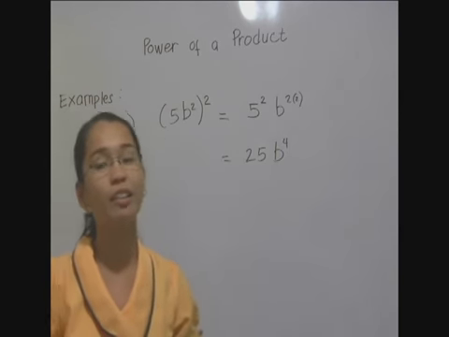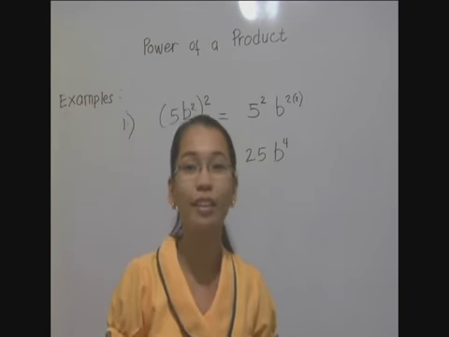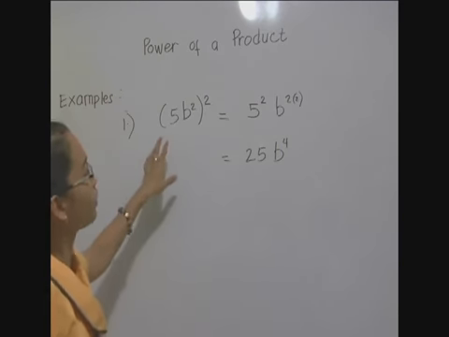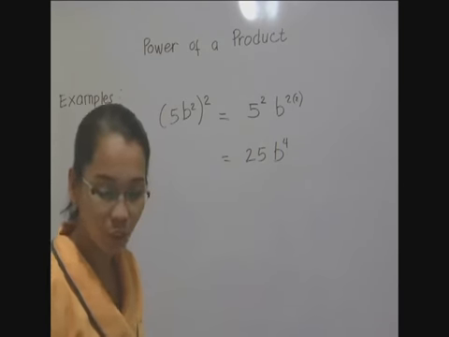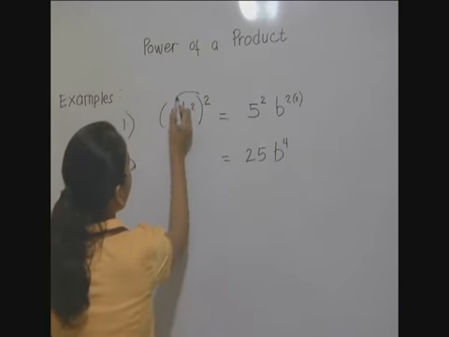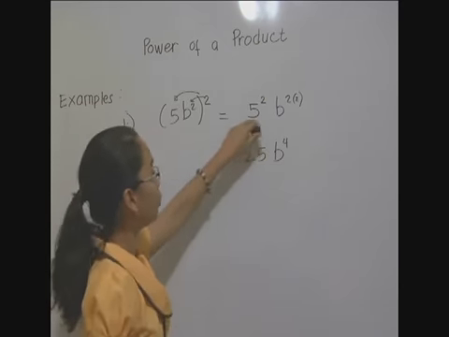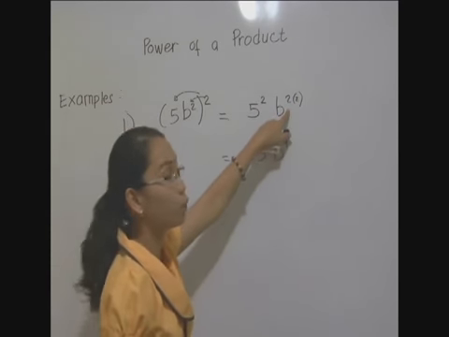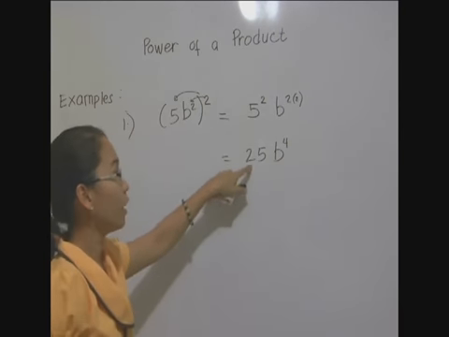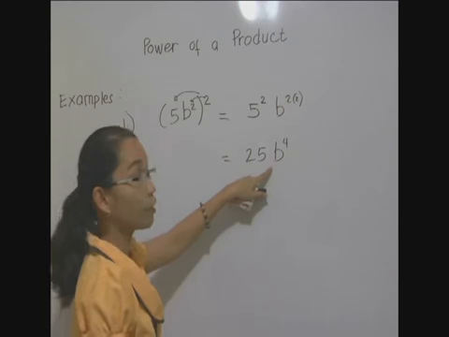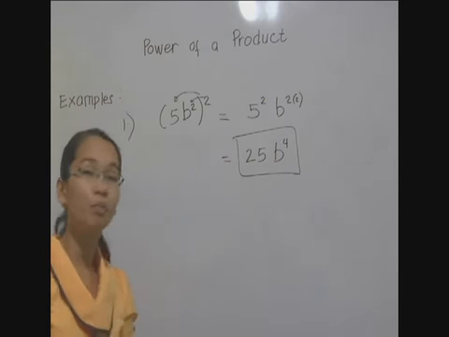If we are asked to find the power of a product, we need to first find the power of each factor and then multiply. If we have 5b squared to the power of 2, we distribute the exponent 2 to each term, and it will become 5 to the power of 2 times b to the power of 2 times 2. Then 5 squared is just equal to 25, and b to the power of 2 times 2 will become b to the power of 4. So the answer is 25b to the power of 4.